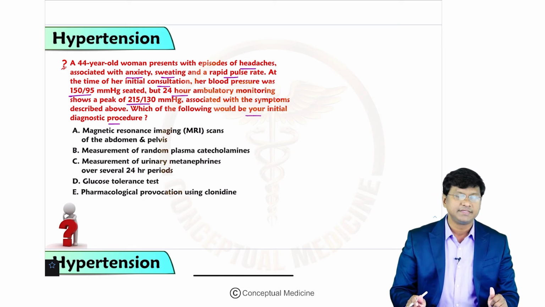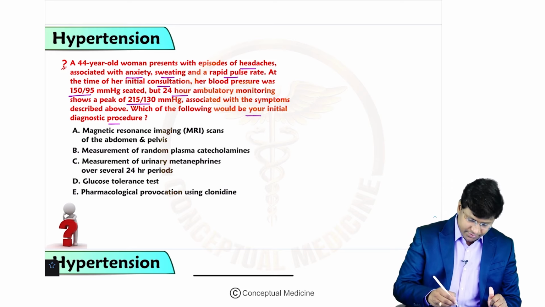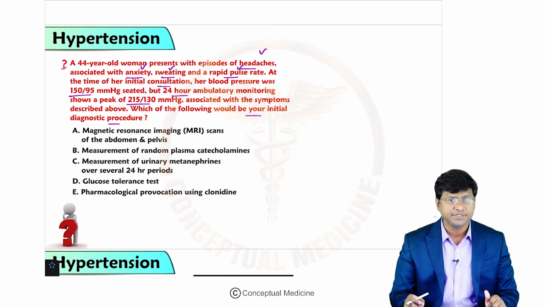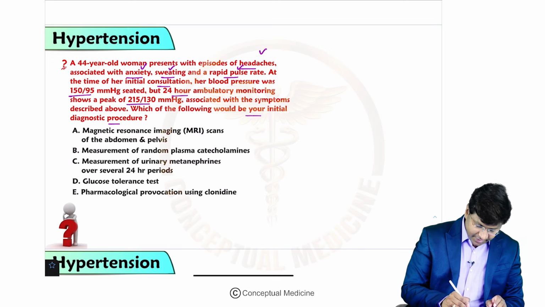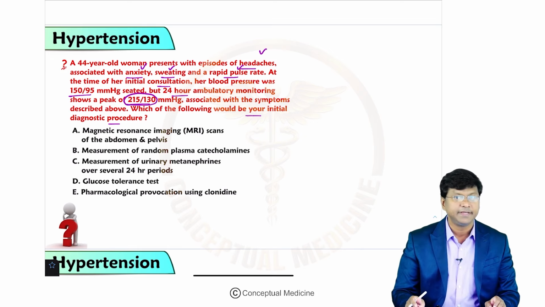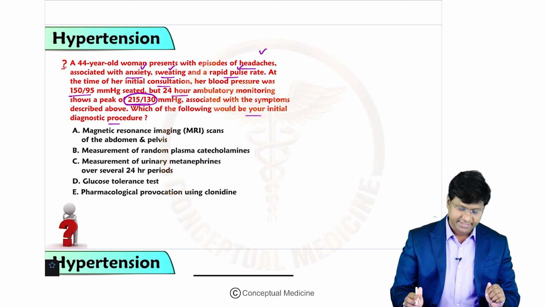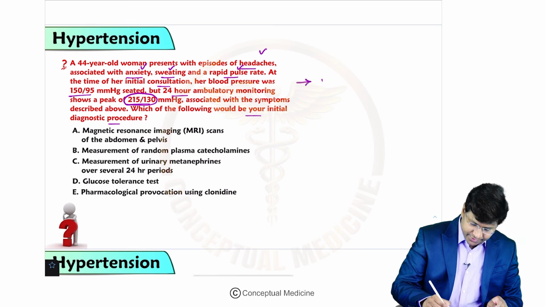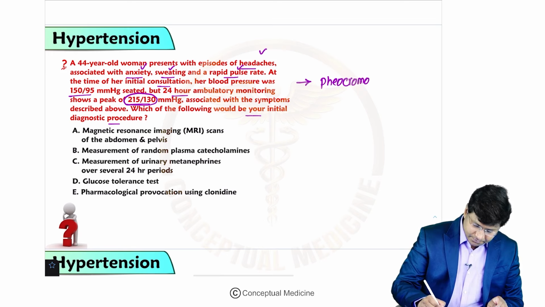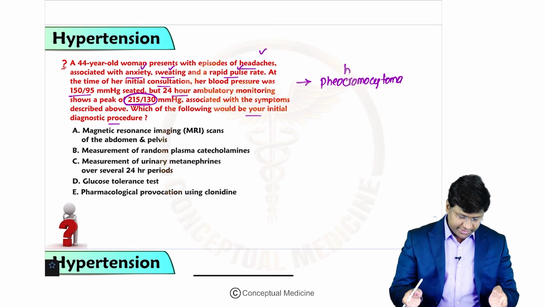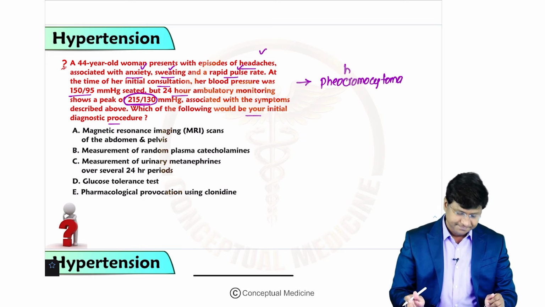What are the various symptoms seen in this clinical scenario? Headache, anxiety, sweating and rapid pulse rate. And the blood pressure of the individual peaks at around 215 by 130 millimeters of mercury. Where will you have this clinical scenario? You can come across it in patients with pheochromocytoma. So how will you diagnose the pheochromocytoma?